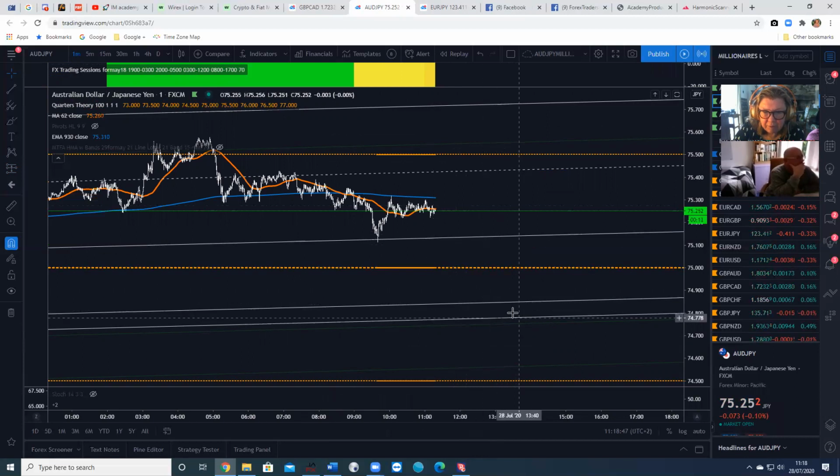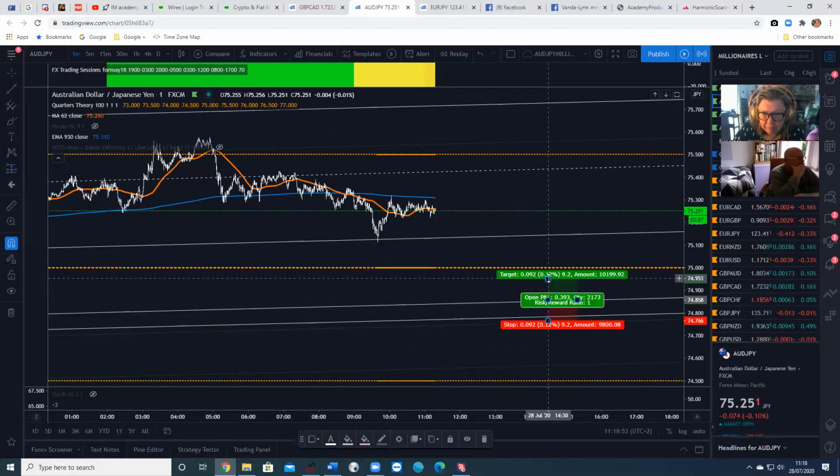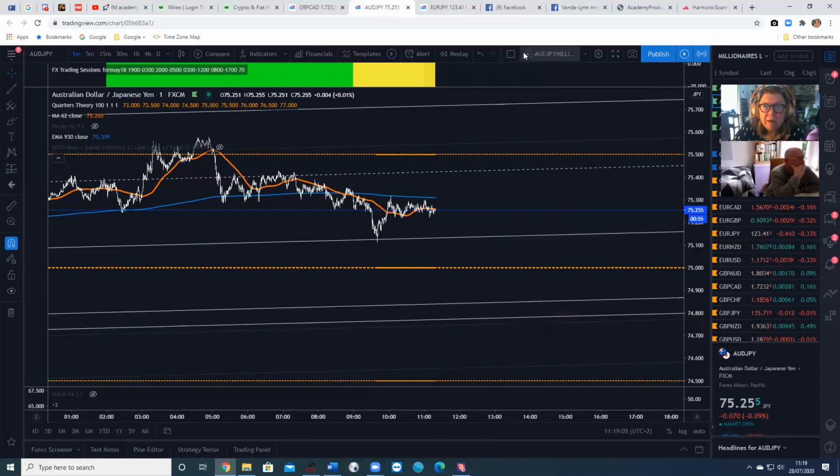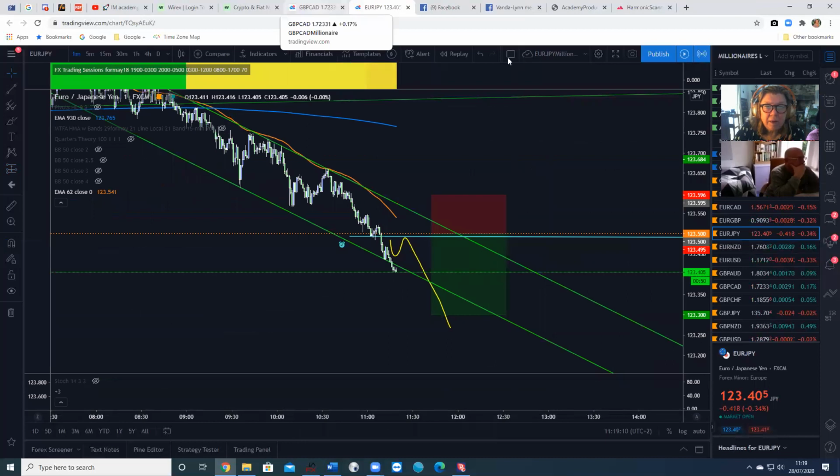Maybe when it comes down to this point and turns round. But then it's not a very good setup because you've got that sitting right halfway through your take profit zone. So I don't really like the look of that at all for anything. And EN went off, didn't it?